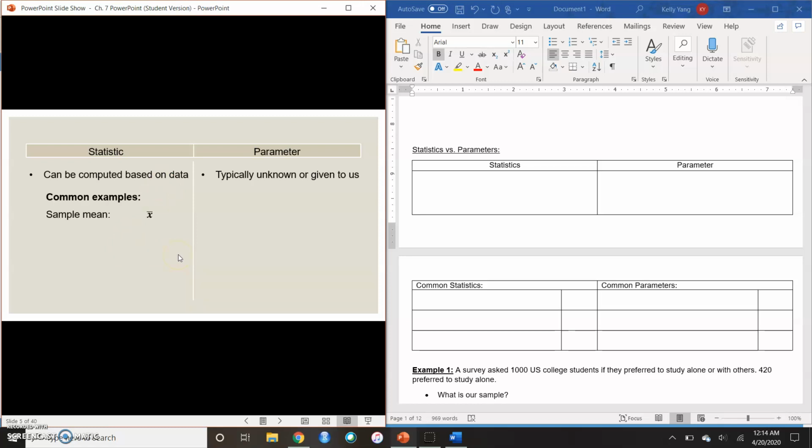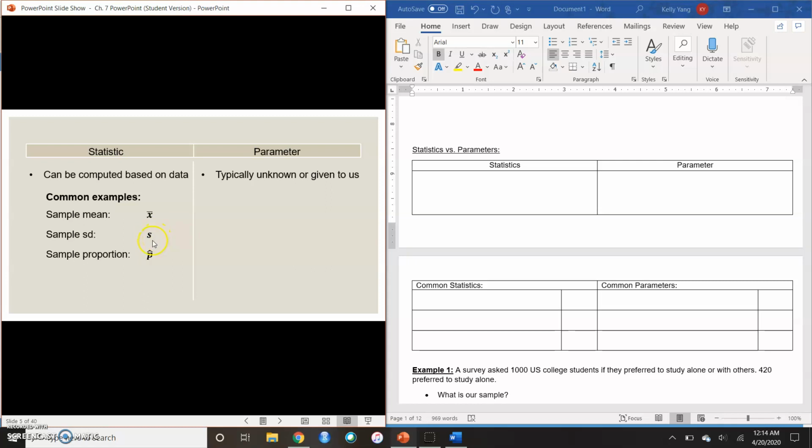Some common examples would be the sample mean. So we introduced the sample mean in chapter 3, which is X bar. This X bar, or this mean right here, is referring to just a subset of the population. We also introduced the sample standard deviation, which we called little s. Again, this is specific to a sample only.